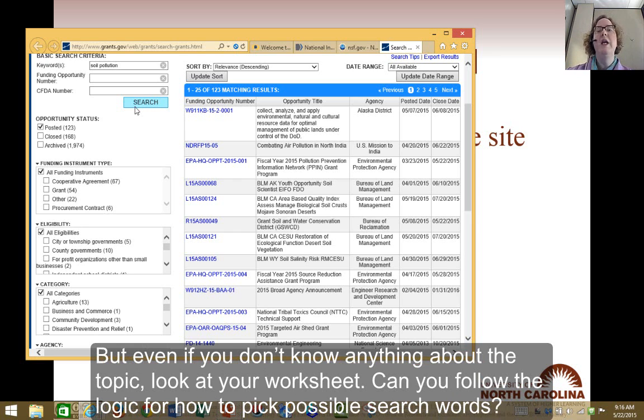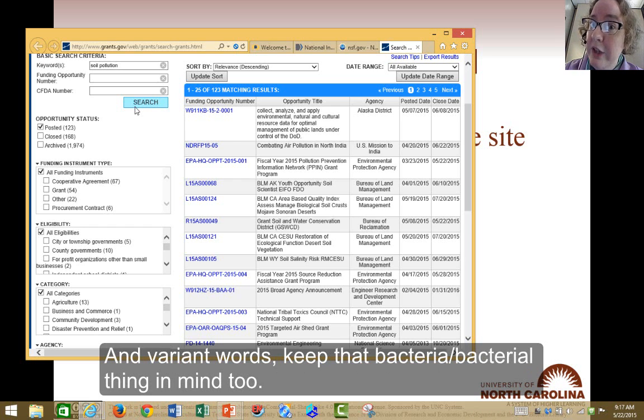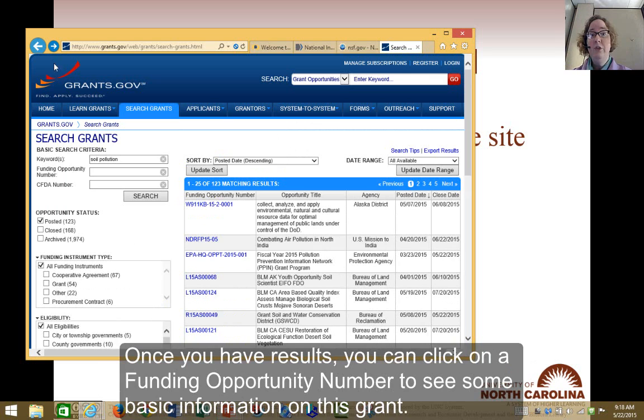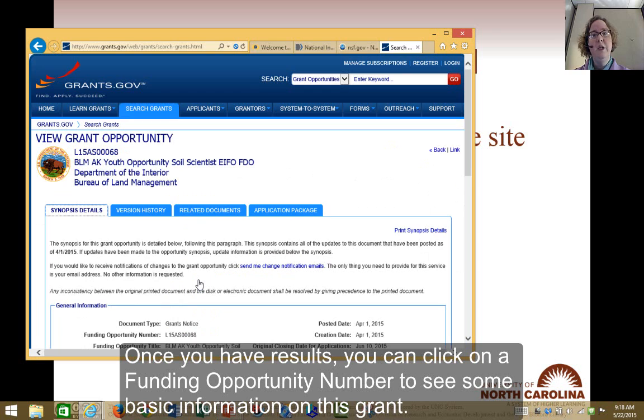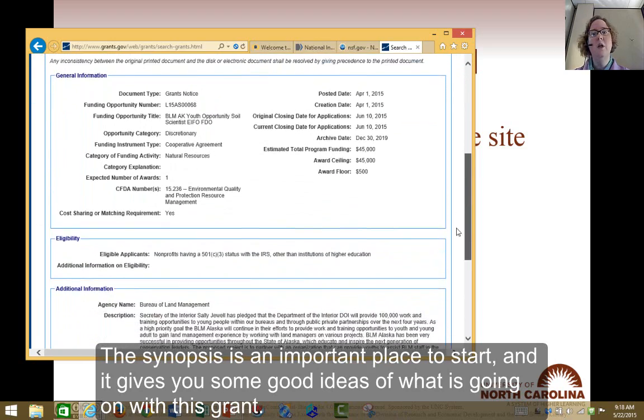But even if you don't understand my example topic, look at your worksheet. Can you follow my logic for how I pick different possible search words from the sections? Your discipline, your particular topic, words from your question, things about your implications, and your why factor. Also, variant words. Keep that bacterial thing in mind too. Once you have results, you can click on a funding opportunity number to see some basic information on this grant, this funding opportunity. The synopsis details tab is an important place to start.